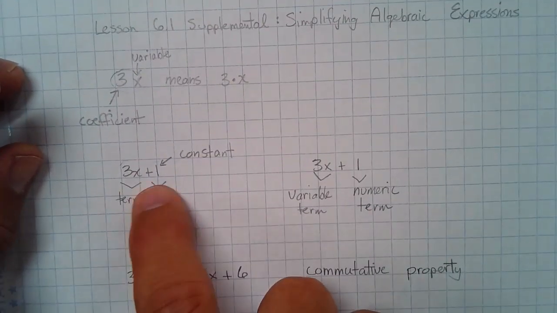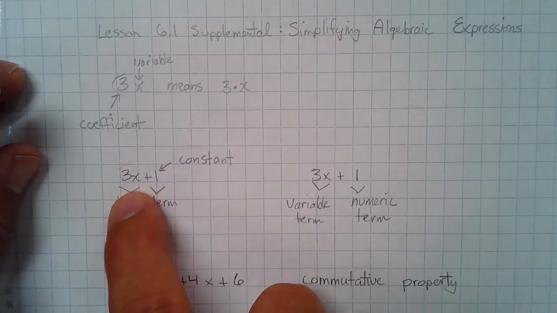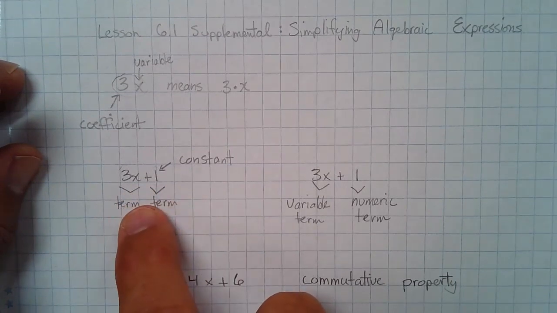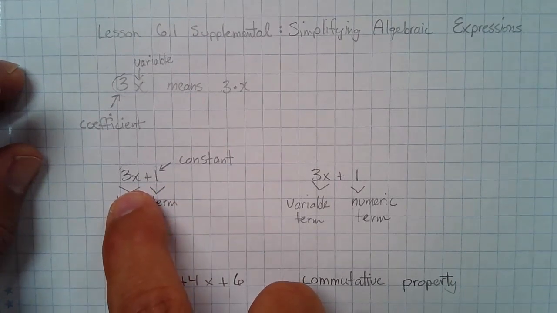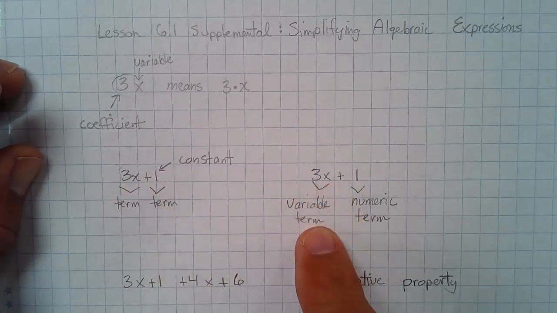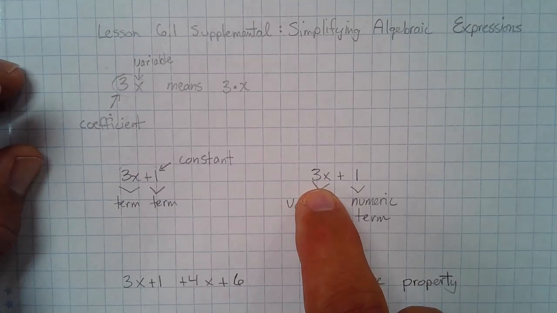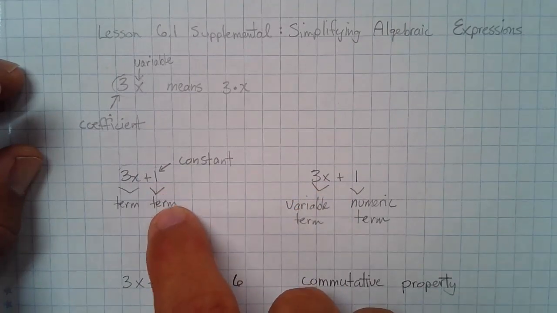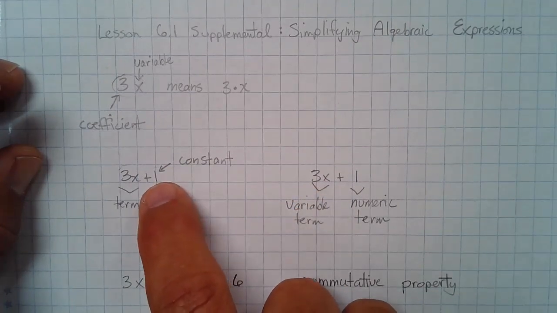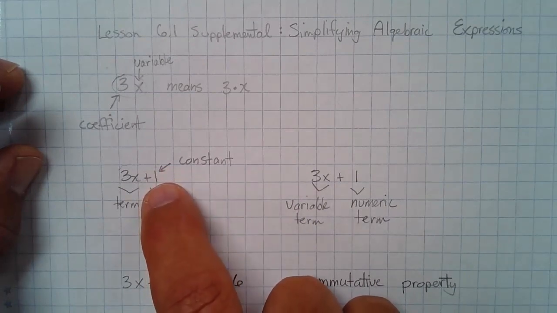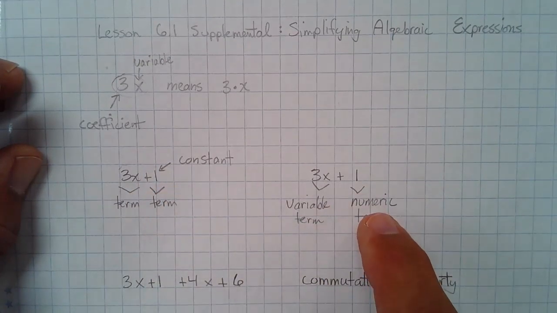Okay, this is an algebraic expression. We have two terms here. Now this 3x, again that means 3 times x, is known as a variable term because it has a variable attached to it. And that 1 is a different term, also called a constant. That 1 will not change. I can make that a 7 or a 5.5 or whatever. It's not going to change, so we call it constant. And that 1 could also be called a numeric term.